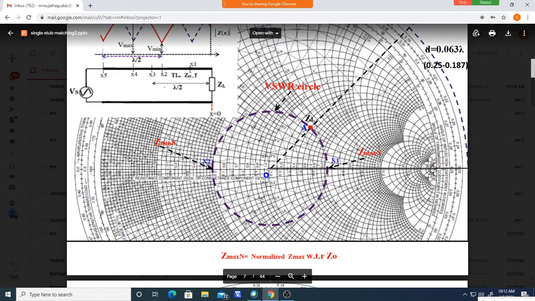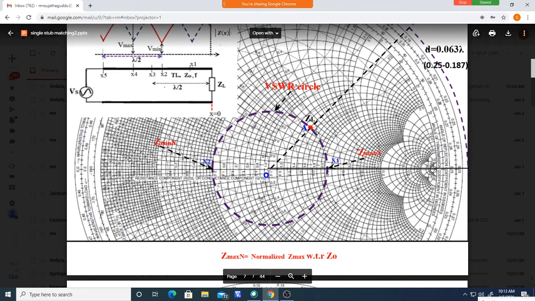From the load, where is this x1? This is the load point. From the load point, it is at a distance of 0.63 lambda. You calculate the lambda value and multiply by 0.63, and you will get the actual distance in centimeters or meters. So you can measure that distance from here to here easily from this Smith chart, and find at what distance that maxima is.